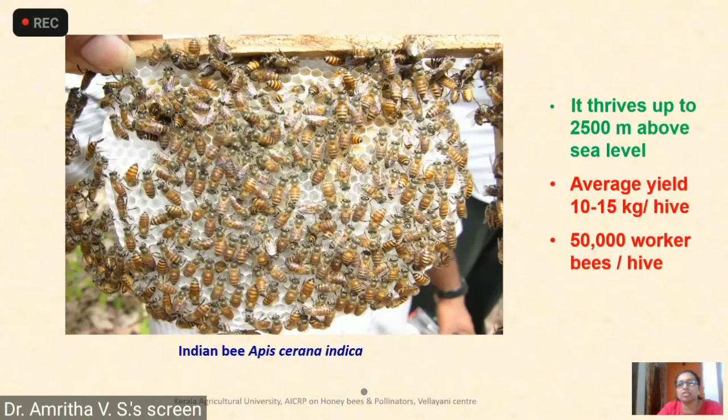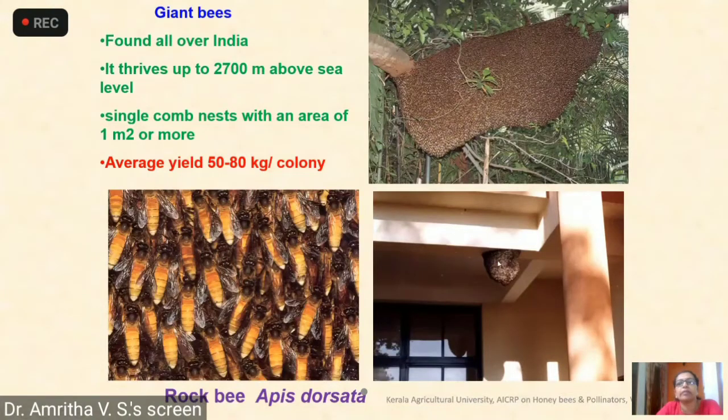Okay, so next one is the giant bee or the rock bee. They are the largest of the four types of Apis, and you can see one colony hung from the branch of a tree and even on the sunshade of a multi-storied building. You can see their abdomen is much enlarged compared to the other three types. Its single comb may possess an area of 1 square meter, and the average yield that we get from a single colony is 50 to 80 kg of honey per colony.